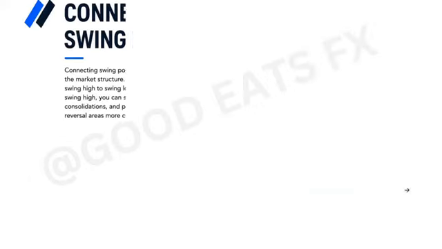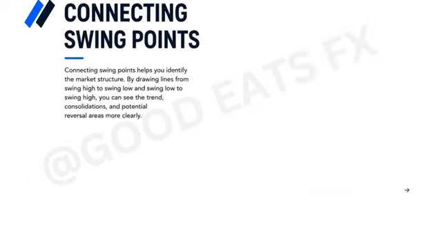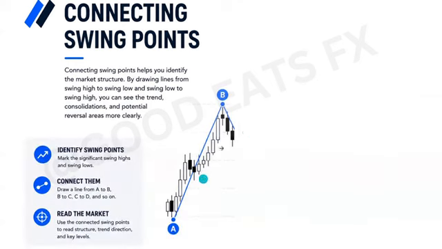So now that we've talked about identifying swing points, we need to connect these swing points. This is going to help you to identify the market structure. By drawing lines from swing high to swing low and swing low to swing high, you're going to be able to see the trend, consolidations, and the potential reversal areas more clearly. So from A to B, we're connecting that this is one price movement.